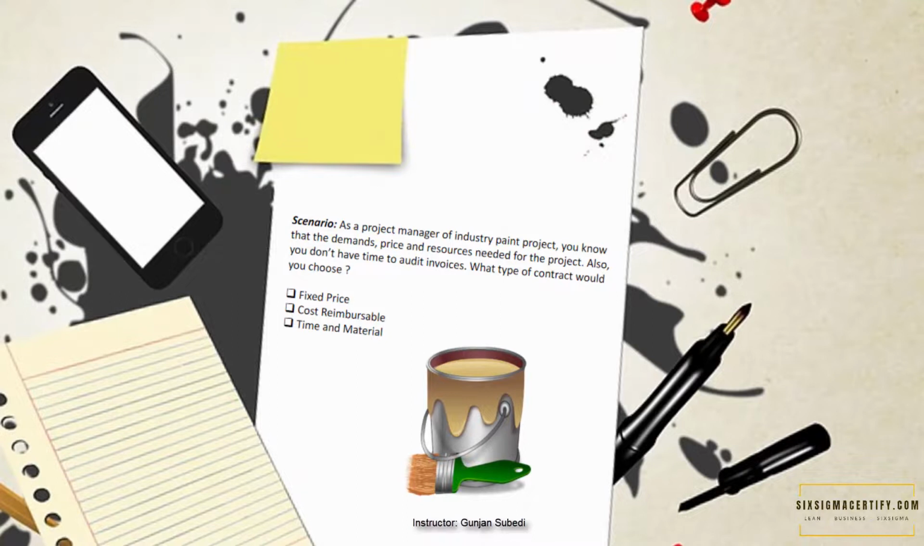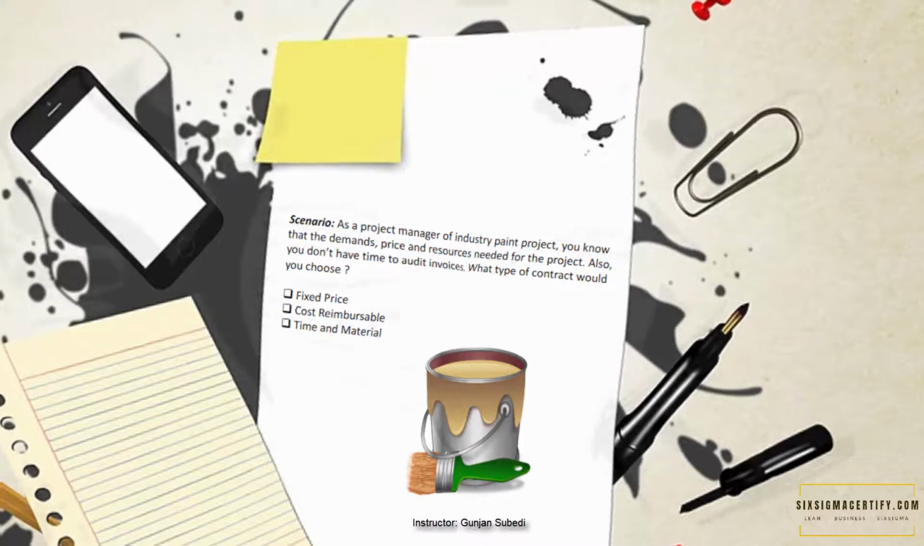Question. As a project manager of the industry paint project, you know the demands, price, and resources needed for the project. Also, you don't have time to audit invoices. What type of contract would you choose? Your options are fixed price, cost reimbursable, and time and material. This question is tricky. This is not a time and material question because though the contract document in a T&M contract can be made early, it may require a substantial amount of time to audit the contract.